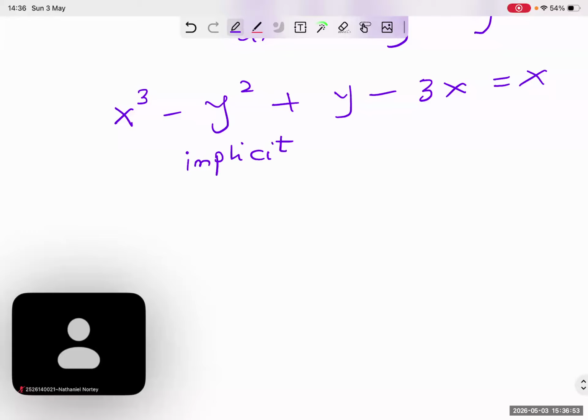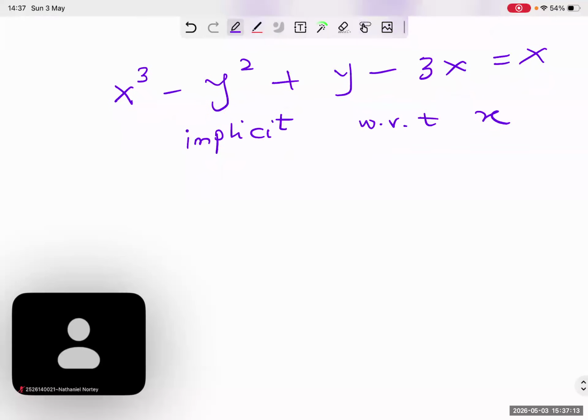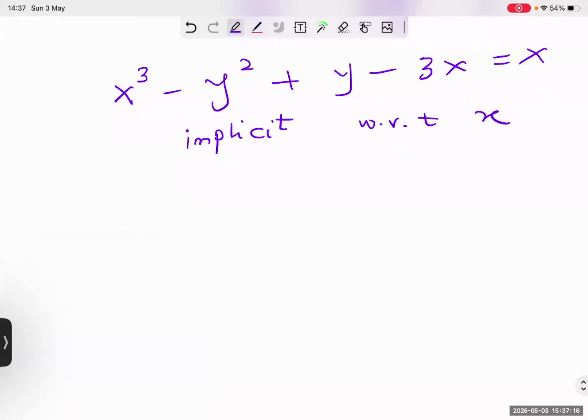The slight variation with implicit differentiation is to attach a dy/dx if you differentiate variable y, and attach dx/dx if you differentiate variable x, because you are differentiating everything with respect to x. All right, so to differentiate this, we go to the first term, x cubed. If we differentiate x cubed, that will give us 3x squared. Then we attach that we have differentiated variable x, and since we are differentiating everything with respect to x, my denominator becomes dx.